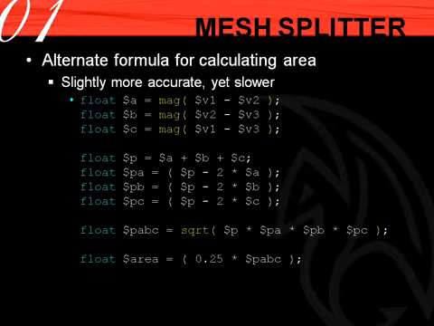It's a little more accurate, but again, you can see there's a square root. There's a couple more multiplications and just a little bit more calculation necessary. So it's up to you if you want to use it. The script is available to you in the package if you would like to use this formula instead.